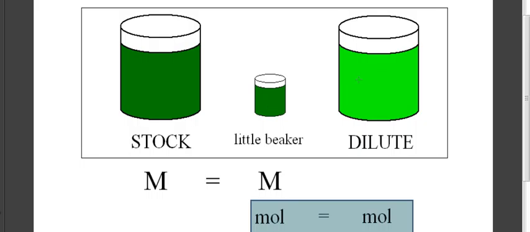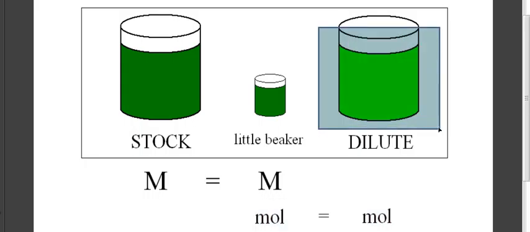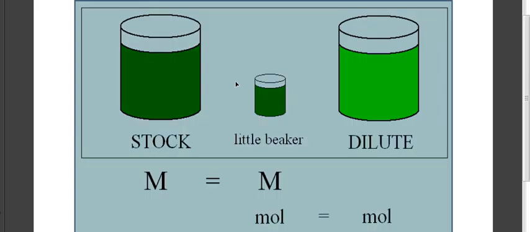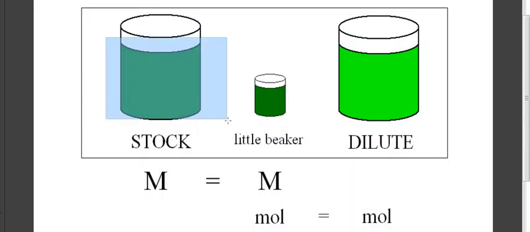So recall that the number of moles here for the little beaker and the dilute solution do not change. No matter how much water you add to this dilute solution, the number of moles within that dilute solution will not change. However, the molarity will change as you change how much water you add to this. Looking at the stock and little beaker, the molarity is the same.